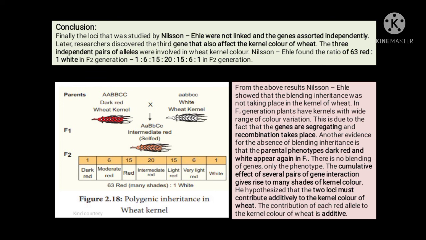The cumulative effect of several pairs of gene interactions gives rise to many shades of kernel color. He hypothesized that the loci must contribute additively to the kernel color of wheat. The contribution of each red allele to the kernel color of wheat is an additive effect.